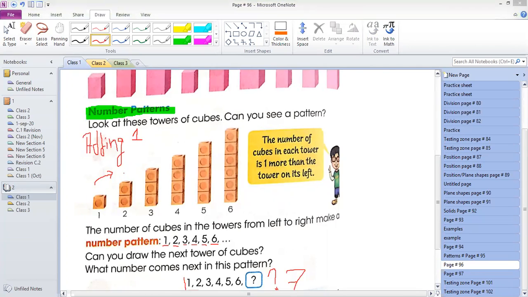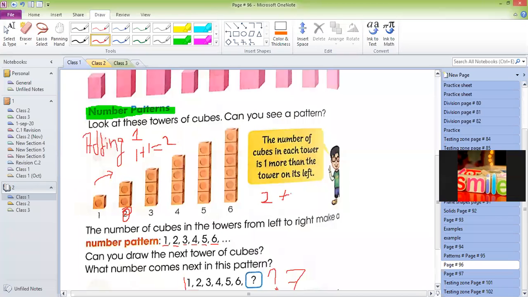1, 1 plus 1 is equal to 2. So the next number is 2. Now 2 plus 1 is equal to 3. So the next number is 3. 3 plus 1 is equal to 4. 4 plus 1 equals 5. 5 plus 1 equals 6. So you can check, guys, that in this pattern we are actually adding 1, or we are counting in 1.